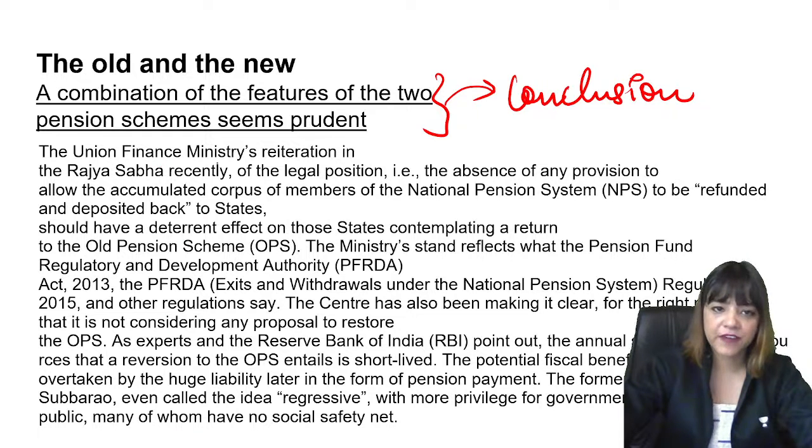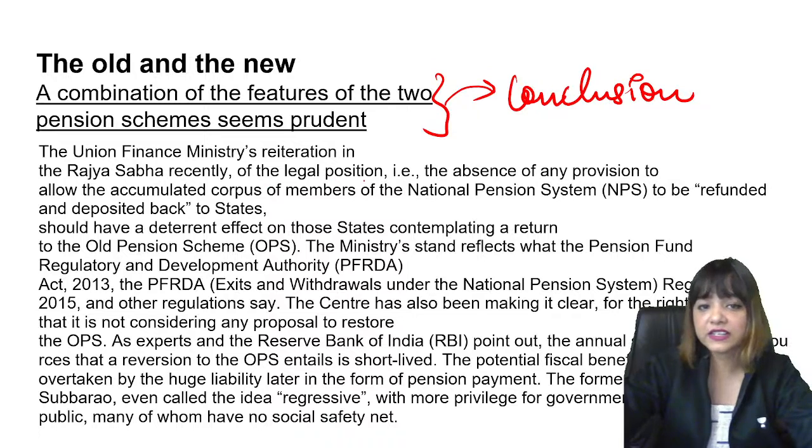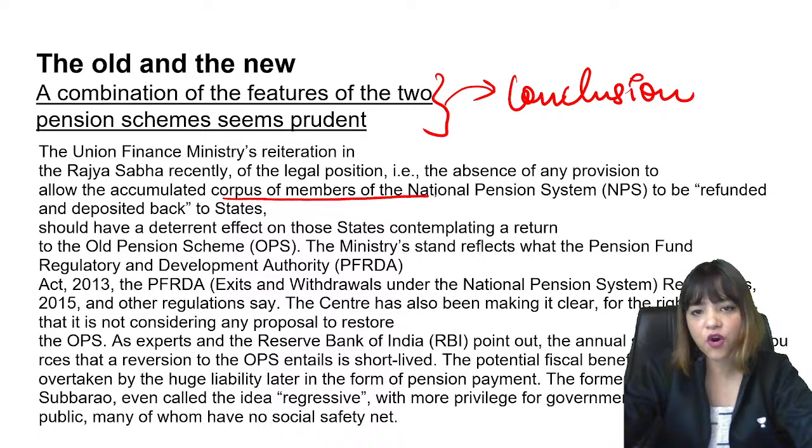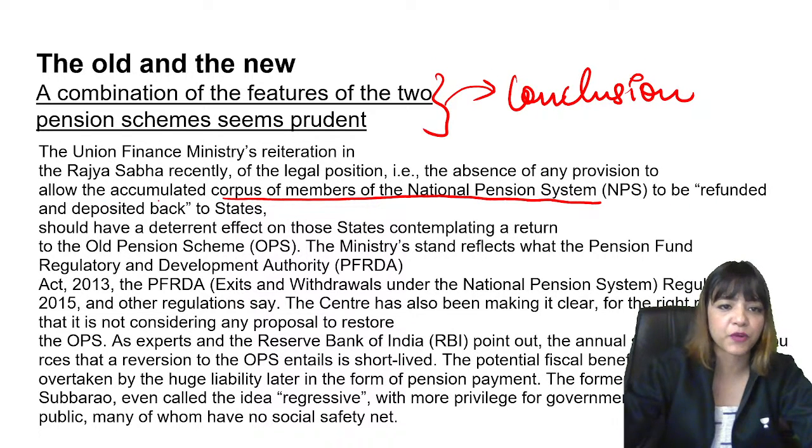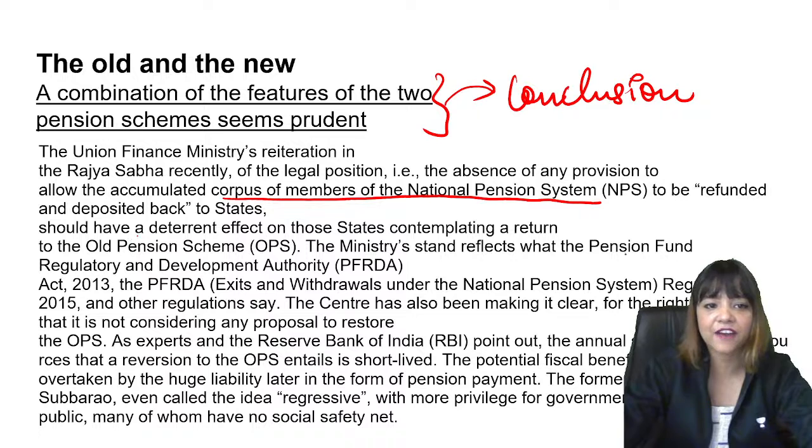The Union Finance Ministry's reiteration in the Rajya Sabha recently of the legal position, that is, the absence of any provision to allow the accumulated corpus of members of the National Pension System (NPS) to be refunded and deposited back to the state, should have a deterrent effect on those states contemplating a return to old pension schemes.